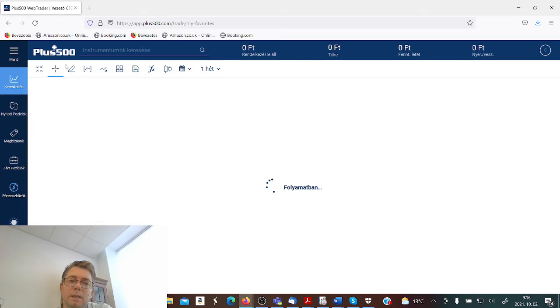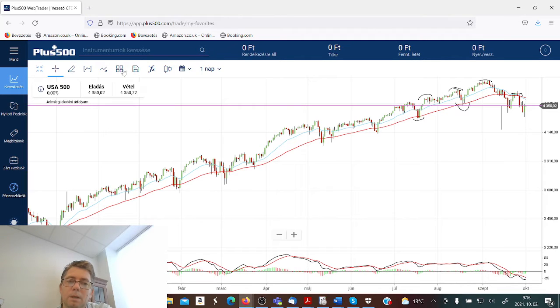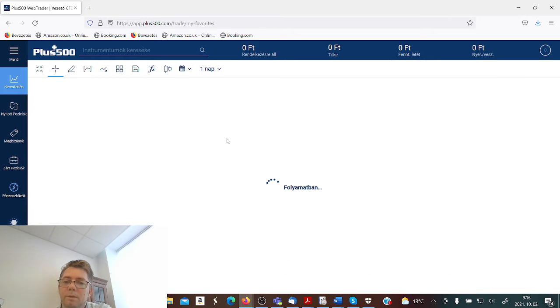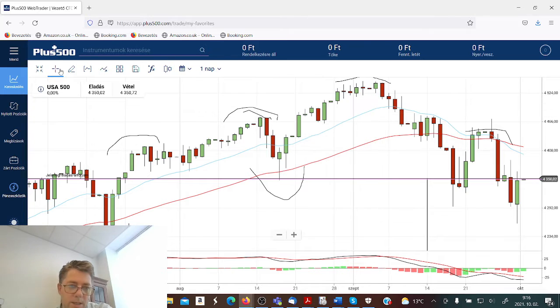Let's look at the daily. So here we are on the daily chart of the S&P 500, and as I pointed out, we have a high, higher low, higher high, and another higher high, but then we made a lower low and a lower high. So we are in dangerous territory. We even made a lower low level, and now we have come back to this level.